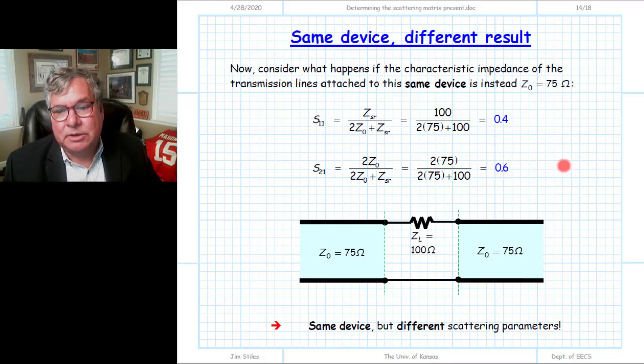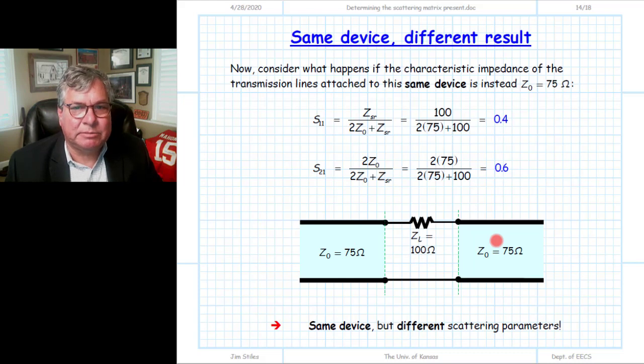So now let's do something different. We're going to keep the device the same. The two-port device is precisely the same device as it was before. It is a series impedance with a value of 100 ohms real. The only difference between this case and the previous case is that we're going to change the characteristic impedance of the transmission lines connected to it. Before we had 50, now we're going to make them 75 ohms.